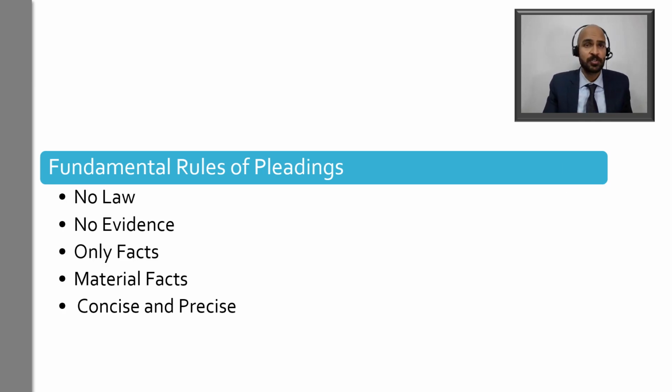The first point, as we saw, is that it should not contain the law. It should not contain evidence. You should speak only about the facts. Those facts should be material facts, and it all should be presented in a manner that is concise, precise, and clear. Now, I recommend for you to study all of the 18 rules that relate to pleadings under Order 6.